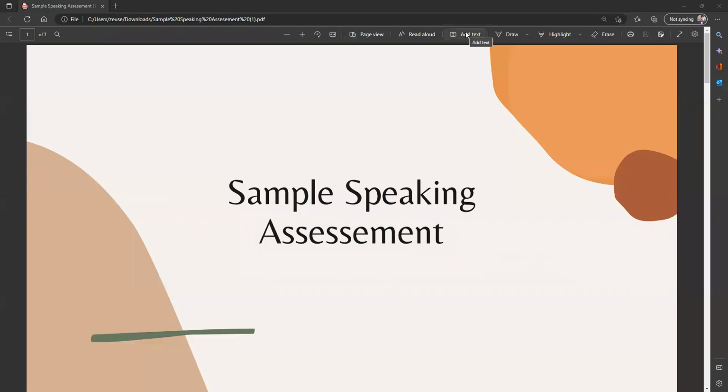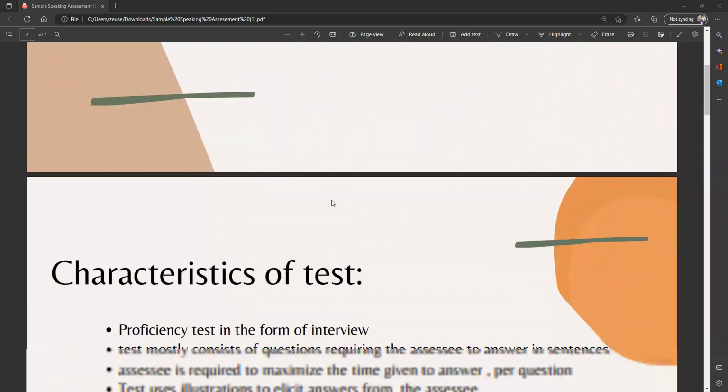Hello, in this video, I'll be discussing a sample speaking test for senior high school students. I will go over its characteristics, objectives, its type, and I'll briefly discuss the learning outcomes from Bloom's taxonomy that are present in the sample assessment. So firstly, for the characteristics.